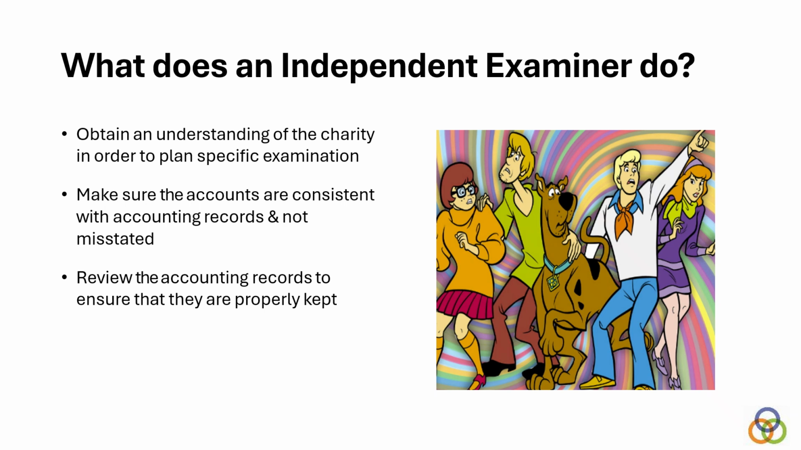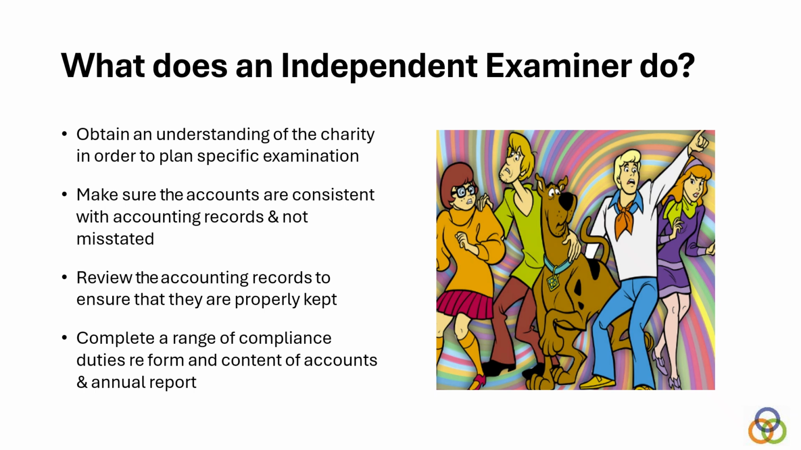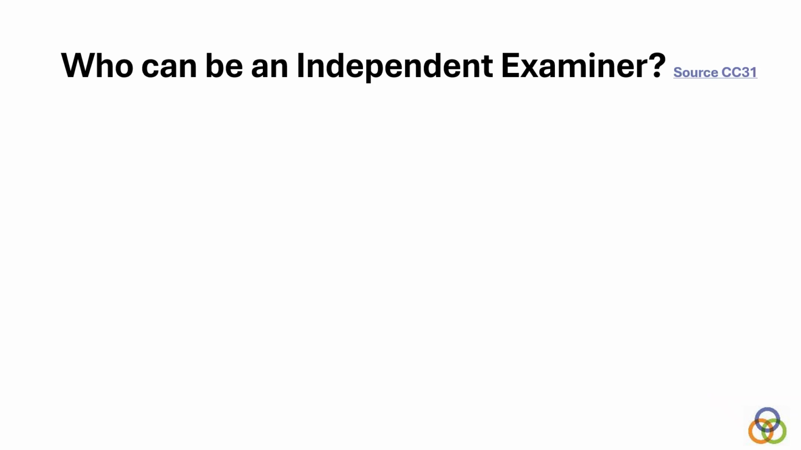So normally you'd have a conversation, a meeting before the examination goes ahead, where the independent examiner will ask you about your charity, your activities, what it is you're trying to achieve, your business model, your income and expenditure profile. They're making sure the accounts are consistent with any of your financial records and that you haven't misstated anything. And they're probably making sure that the accounting records are properly kept. And they'll do a range of compliance checks, and they'll look at the annual report.